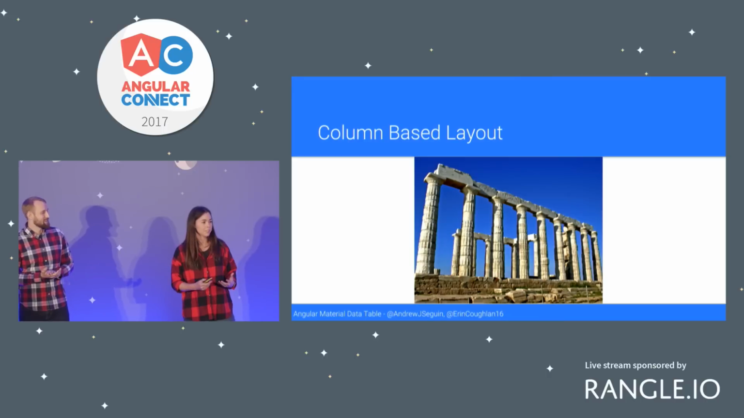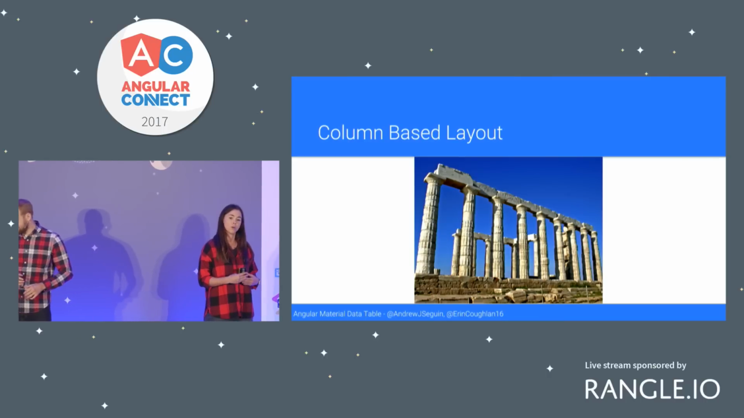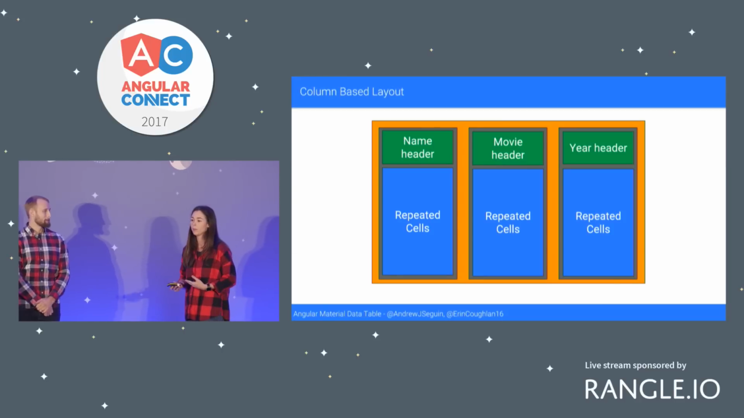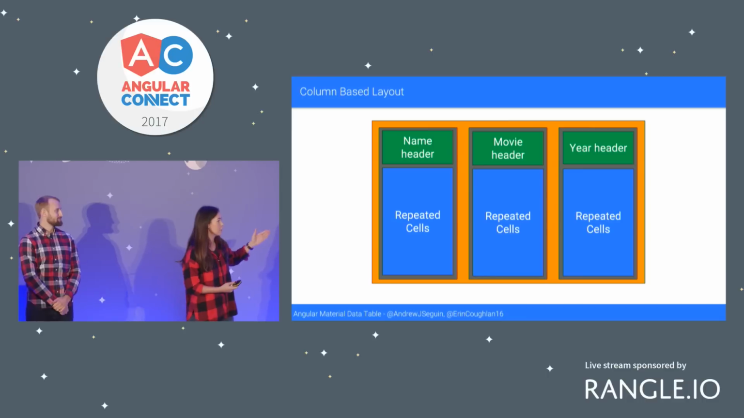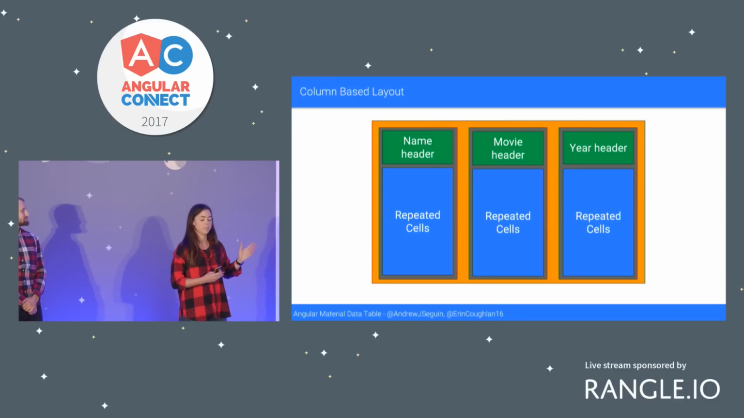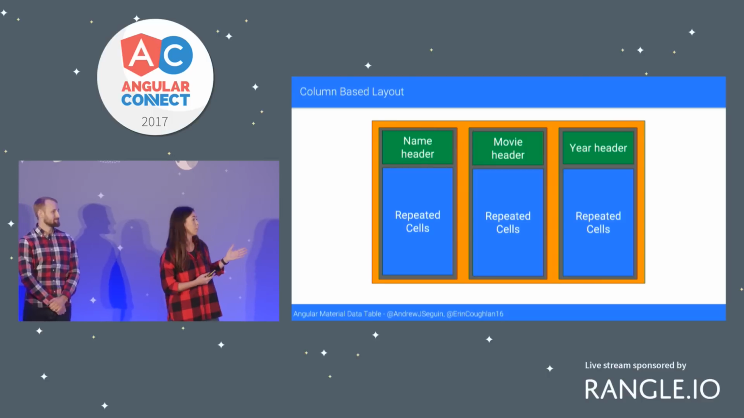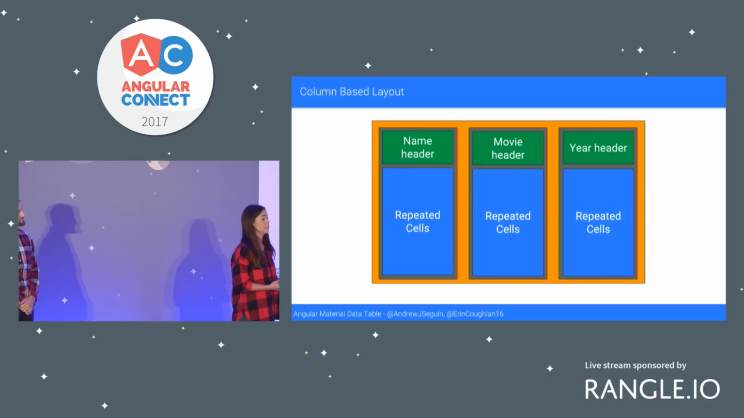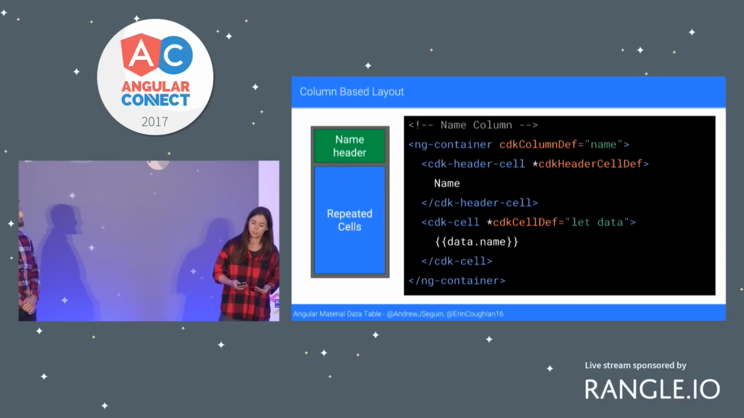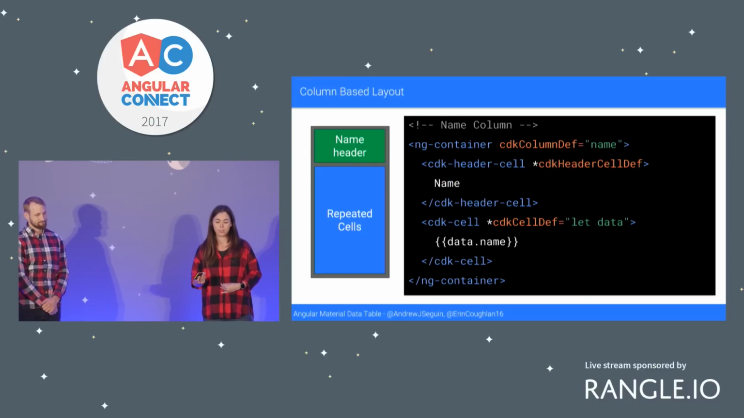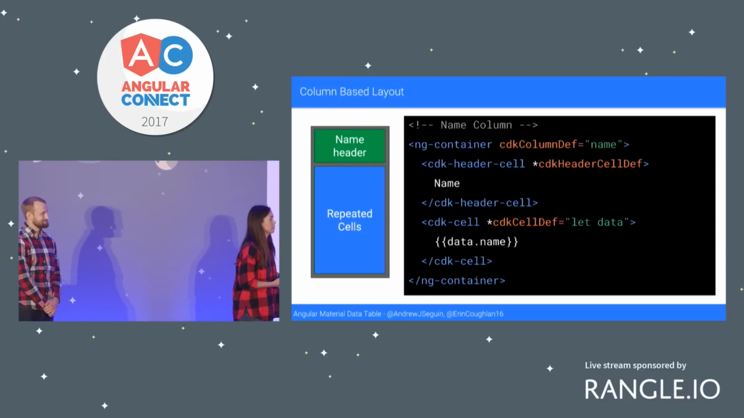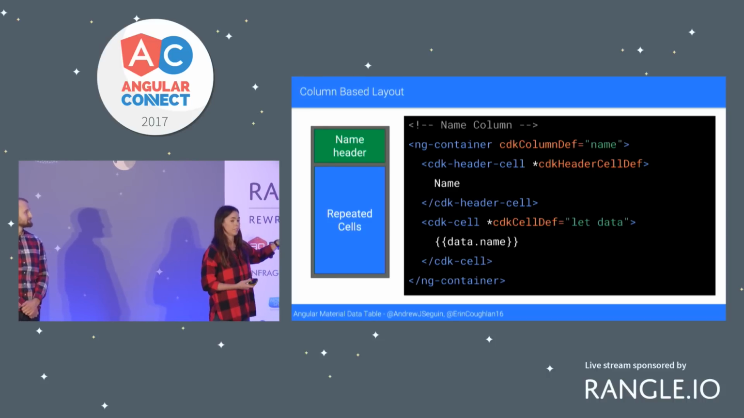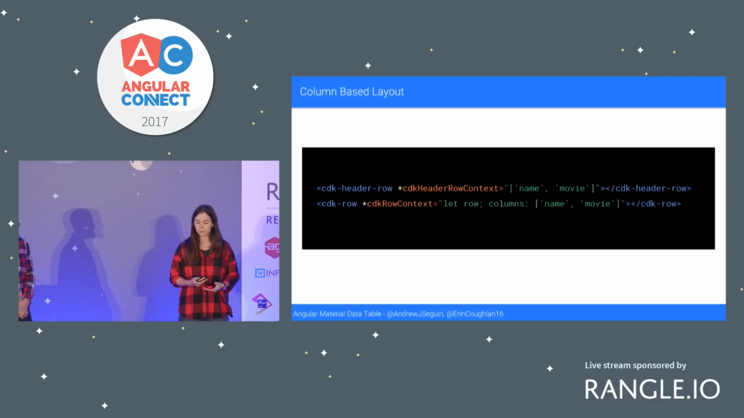So instead of thinking of a table as a bunch of rows, we thought of a table as a bunch of columns. So now our table looks like this. We still have the outline of a table, but instead of defining the row, we have this gray box. Each column has a header and then a list of repeated cells within that column. If we look at some of the code here, a column looks like this. The header cell is the name, and then our data, which gets repeated, is the data name.